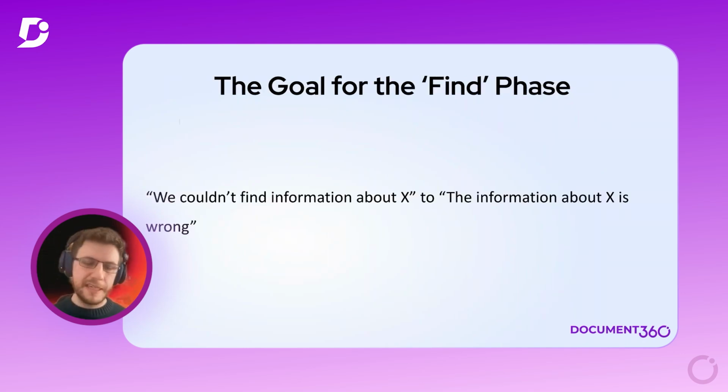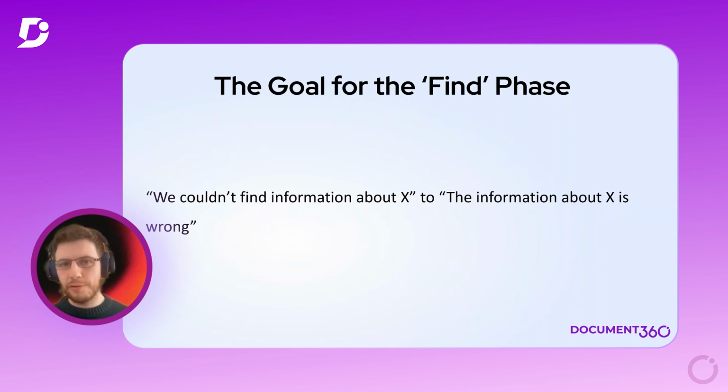So what I always remind myself is the goal for the find phase. And this is something that I encourage all of you to remember as you go through this strategy, that the goal of the phase is to simply turn the feedback from, we couldn't find information about X, to the information about X is wrong, which I know seems kind of counterproductive because you are replacing one form of negative feedback with another. But if you look at it, it's actually more actionable.